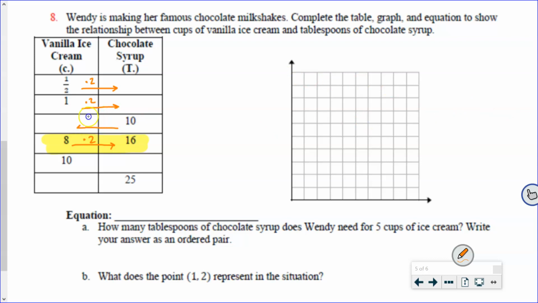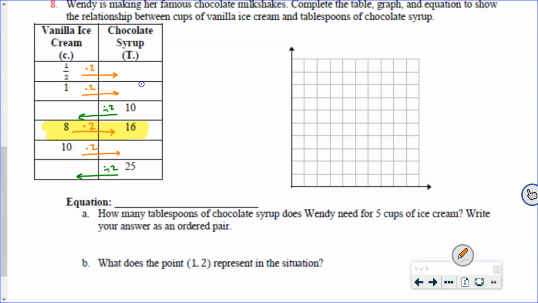What am I doing right here on the table? Yeah, we have to divide. We're going backwards. So we would need to divide by 2. Yep, or we could multiply by 1/2. Going backwards here, dividing by 2. Going forwards here, multiplying by 2. So guess what? You guys get to finish this for your homework as well.